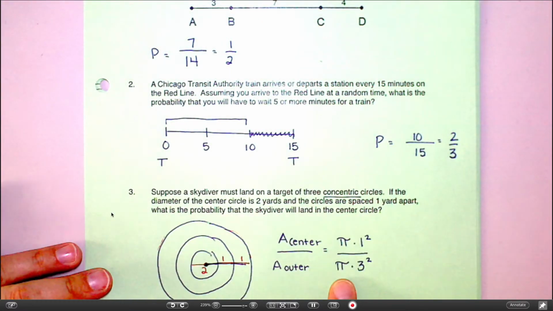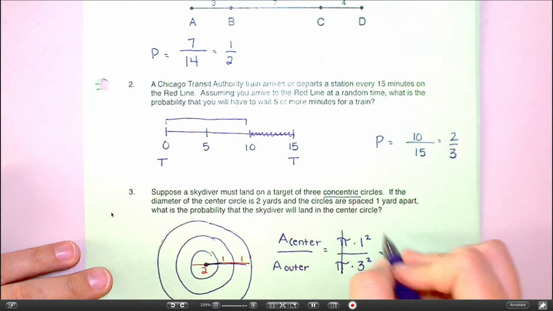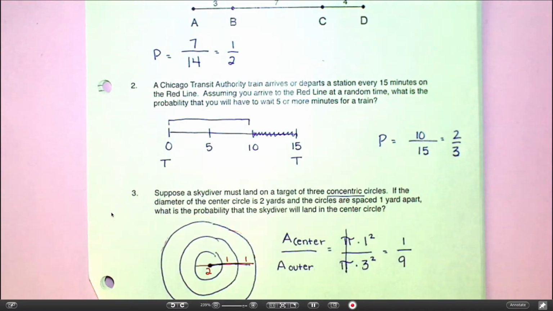Now look at that fraction. What's going to happen with your pi's? They cross off. And so you really end up with 1 squared, which is 1, over 3 squared, which is 9. That's your probability. Okay? So you've got to be careful when you're working with areas that you're finding the whole area and not using just the measurements, just the dimensions. Making sense? Good. One more example.